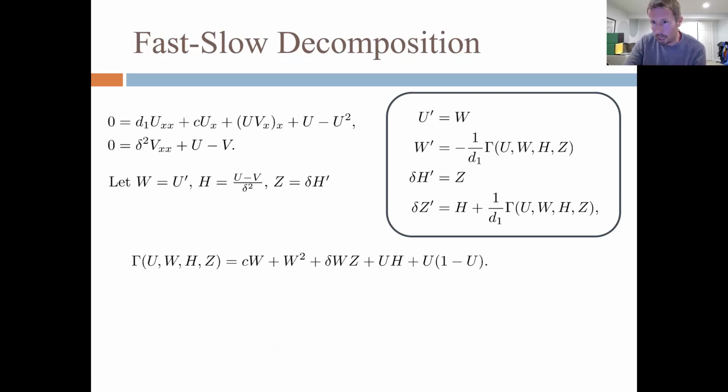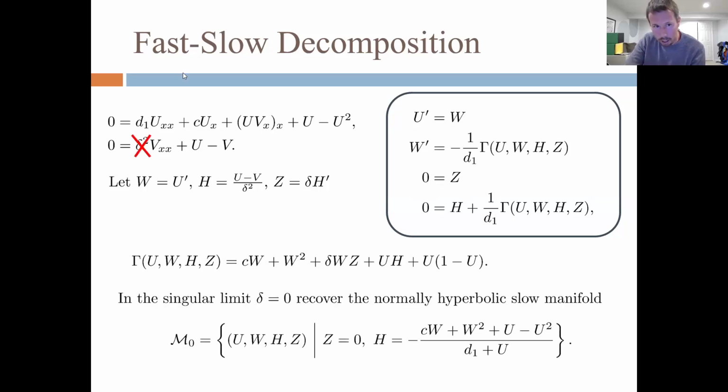Now you want to apply a singular perturbation type reduction, so you set delta equal to 0. What that does is reduce this system of equations to a system of 2 ODEs coupled to a system of 2 algebraic equations. So in the limit, you should lie near solution sets of these algebraic equations. And so when delta is equal to 0, you obtain this slow manifold, which ends up being normally hyperbolic.